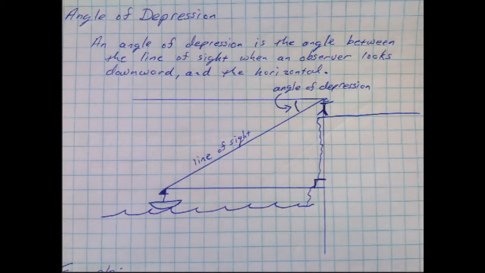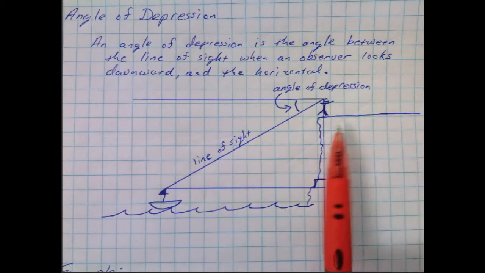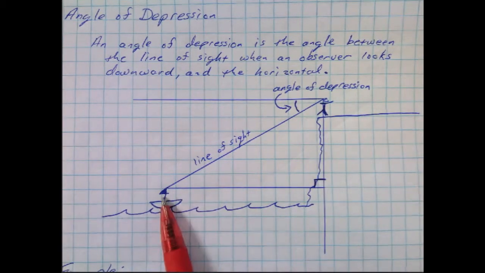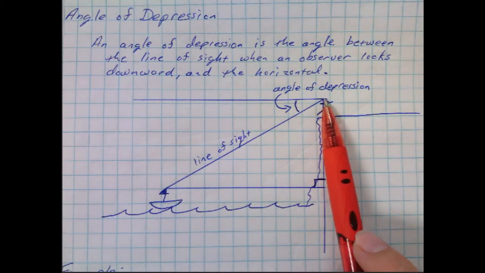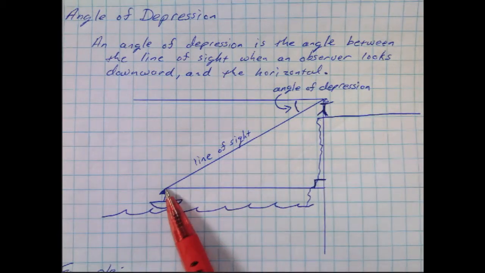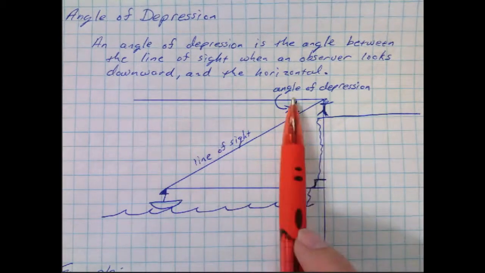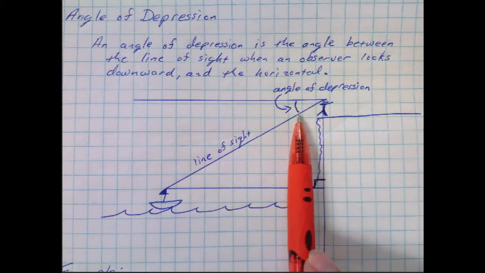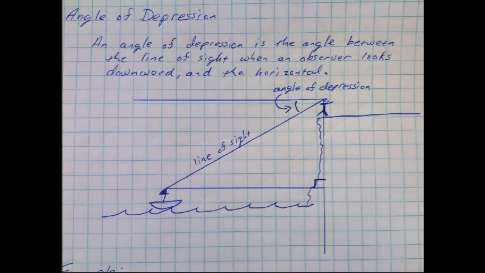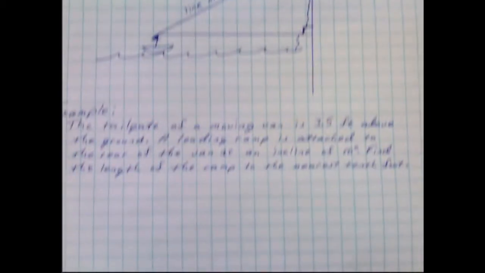So angles of depression. An angle of depression is the angle between the line of sight, just like yesterday, it's our line of sight when the observer looks down, and the horizontal. This time I'm up here on a cliff and I see a boat. So from where my eye level is down to the boat, that's our line of sight, and then the horizontal. This is our horizontal, so our angle of depression is right here, between those two lines. Alright, let's do a few examples with this one.